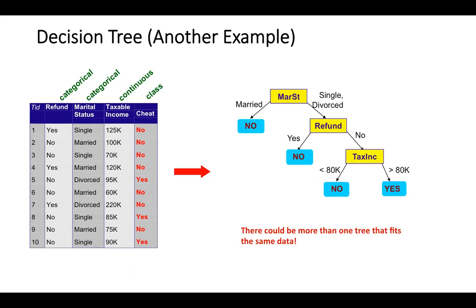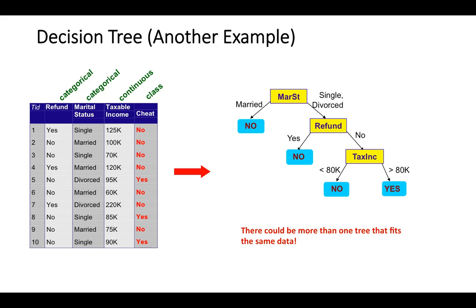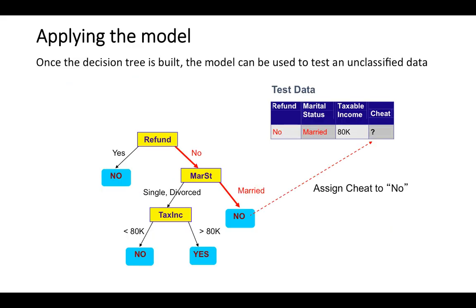For instance, in the last example, we saw that the splitting attributes were refund, marital status and taxable income. Instead, you can start from marital status, then go to refund, and then go to taxable income. So the same data set can be made into a decision tree in several ways. There could be more than one tree that fits the same data. So what's the best tree here? These are the questions that we'll try to answer.